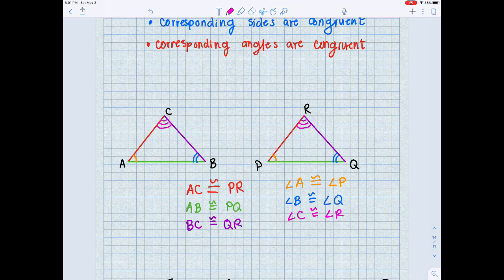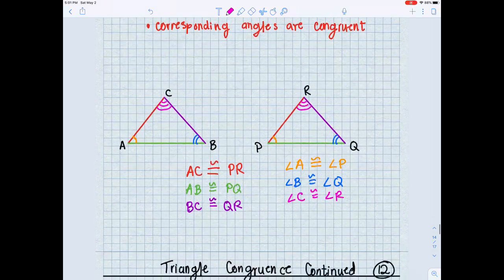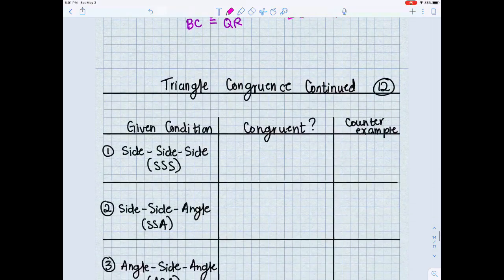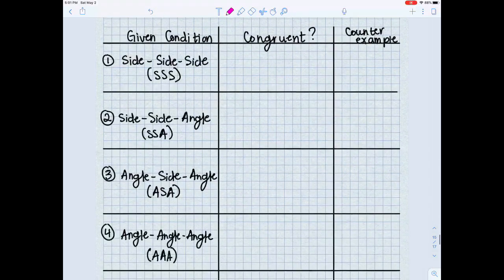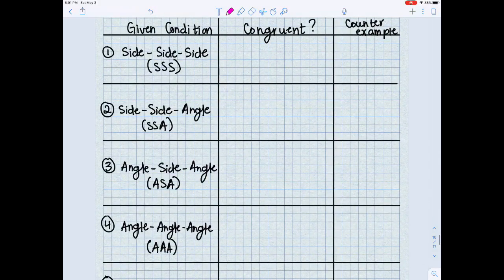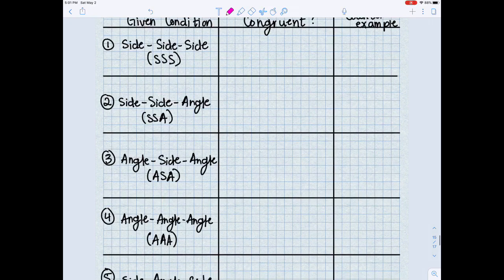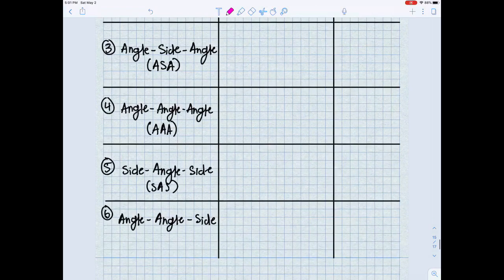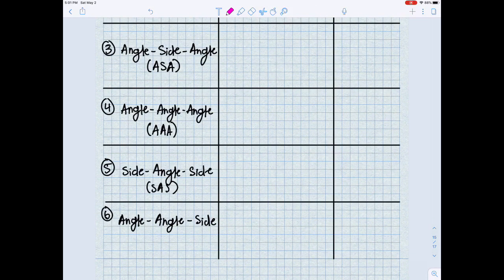So, if you could, please copy down this table here. I have 6 theorems in total. So take a second, pause this, and make sure you get all of these written down, please. Whoops, I forgot to write the abbreviation, angle, side.